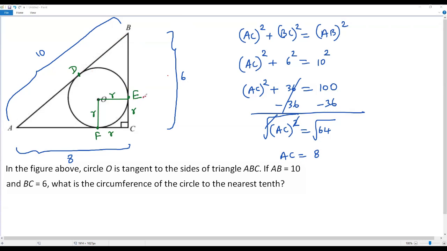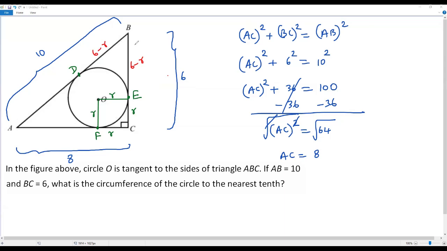Already we know that the length of this line segment is R and the length of this side BC of the triangle is 6. If I want to get the length of this line segment BE, what should I do? I have to subtract this R from the length of the line segment BC, that is 6. Then 6 minus R is the length of the tangent BE. Then what is the length of the tangent BD? That one also must have the same length as 6 minus R.